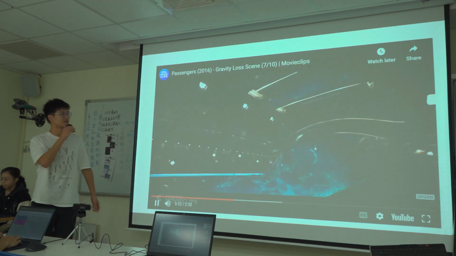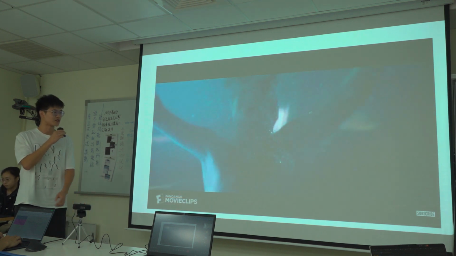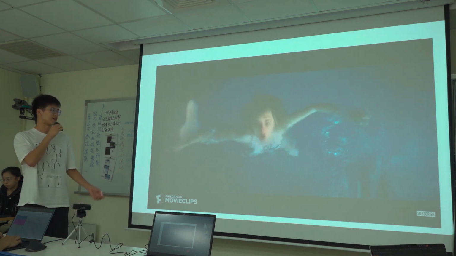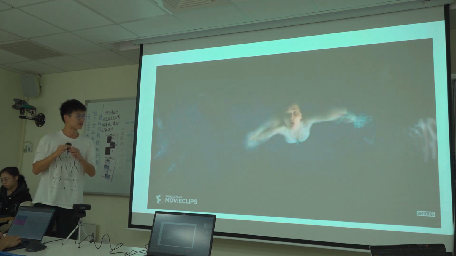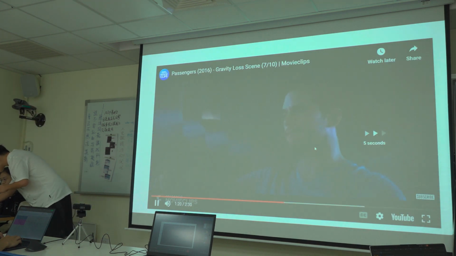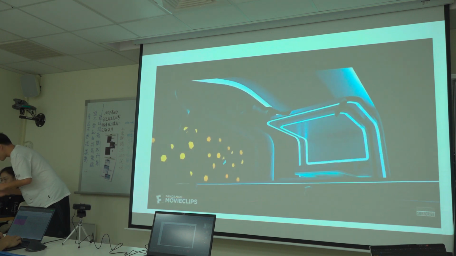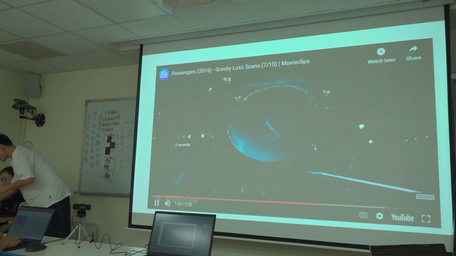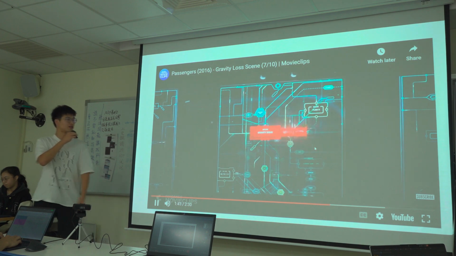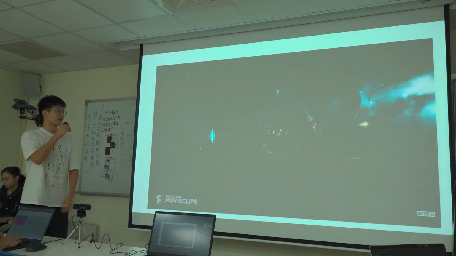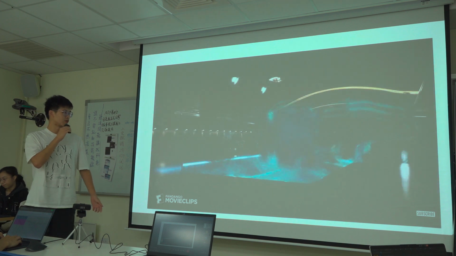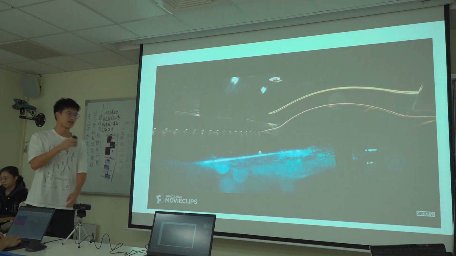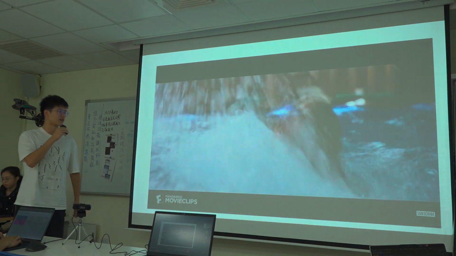We can see that when the spaceship doesn't have power, there is no gravity, and all the things float up. And when the spaceship regains power, the gravity comes back instantly, and this is not true in real life. So now I will use my calculation to explain this error.